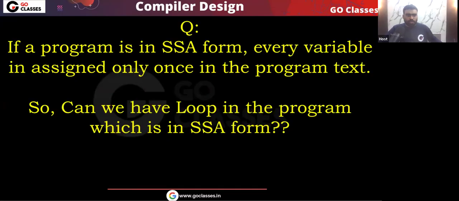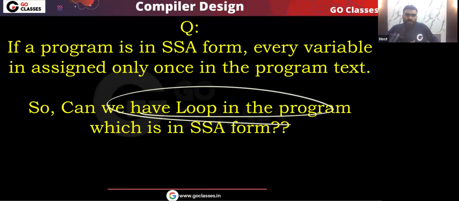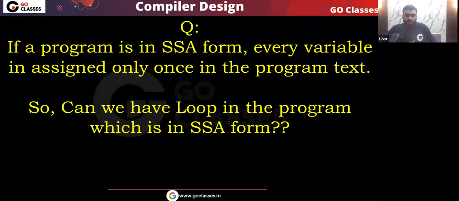Now, let me ask you another beautiful question. If a program is in SSA form, every variable is assigned only once in the program text. Can we have a loop in a program which is in SSA form? Let me explain this question to you first, then you answer. Let's assume you have a program which is in SSA, and now let's assume you have a loop.